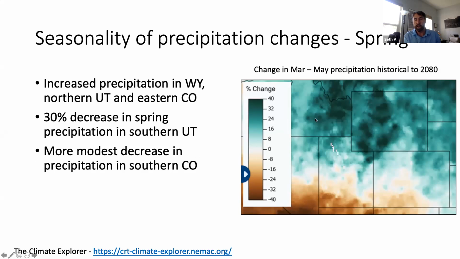When we go to looking at projected changes in spring precipitation, we see a much different pattern, and there's a north to south gradient, where in the spring, areas in Wyoming, northern Utah, and northern Colorado are projected to see slight to moderate increases in precipitation, with areas in Wyoming seeing 20% increase in precipitation. However, areas around the Four Corners and in southern Utah and southern Colorado, especially southwestern Utah, will see projected decreases in precipitation. And in southwestern Utah, these may be on the order of 20 to 30% decrease in spring precipitation.